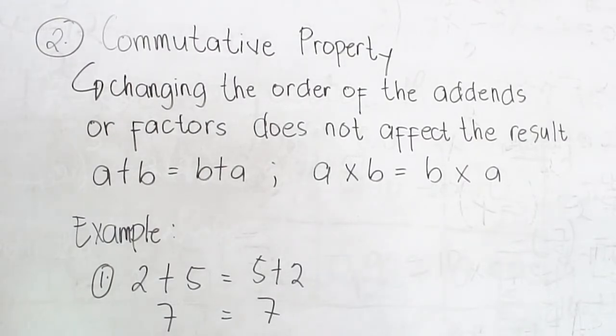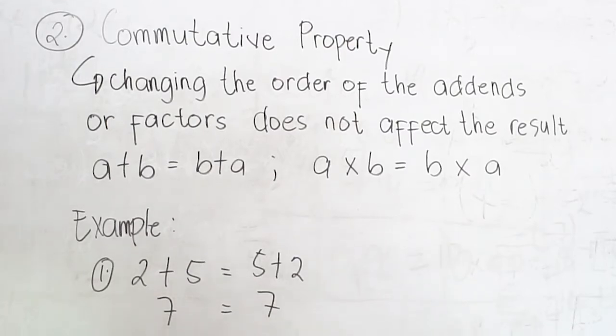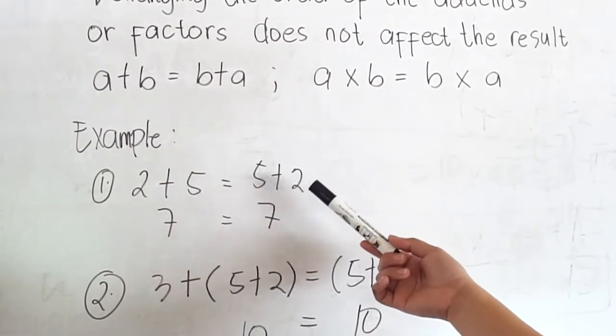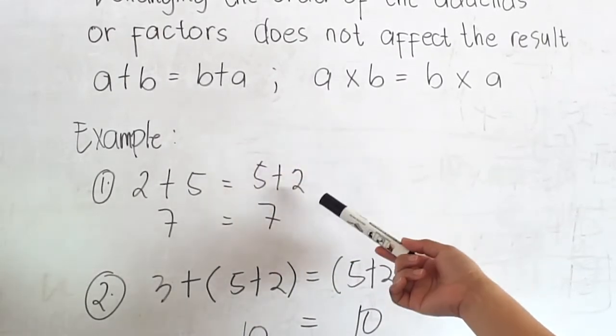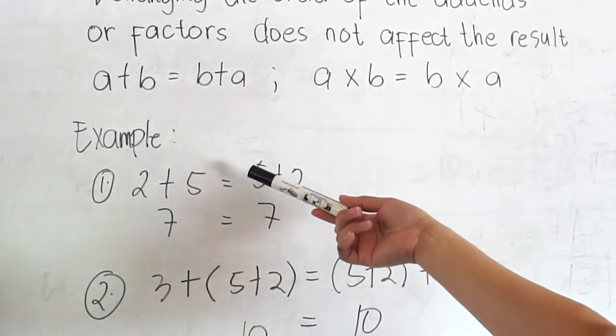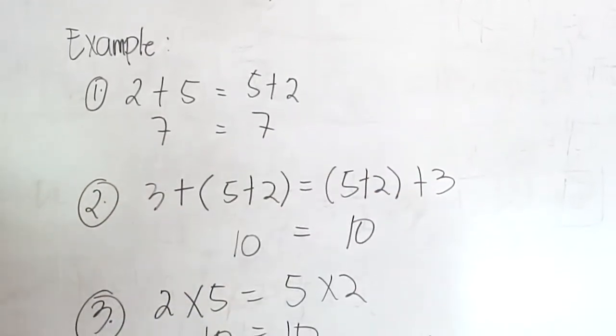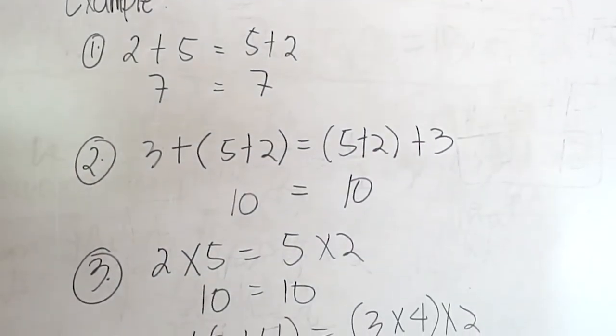So kahit ano yung order ng factors niya or addends, so hindi pa rin maapektuhan yung result niya. So a plus b equals b plus a, and a times b equals b times a. So example, 2 plus 5 and 5 plus 2. So exchange yung kanilang order, but still the same pa rin yun ang kanilang result, which is 7.